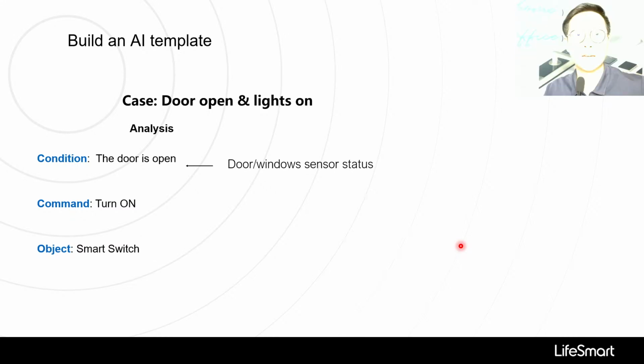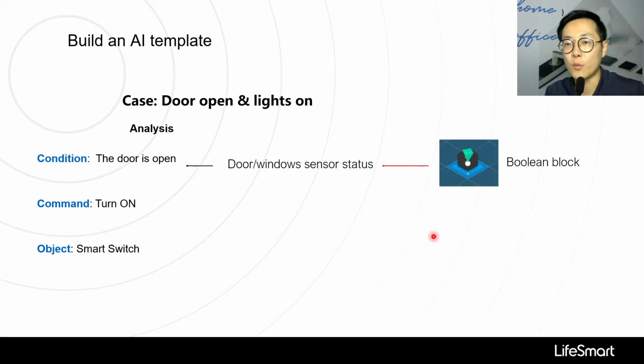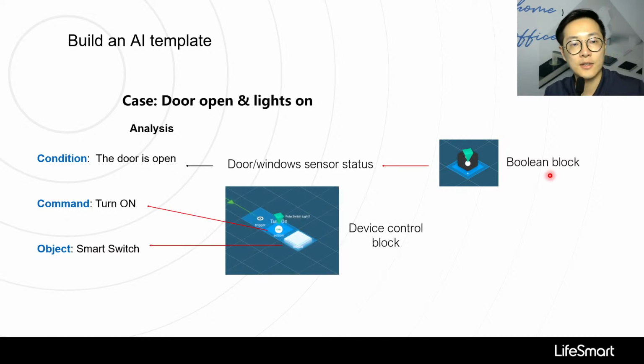So in this case, the condition is the door is open. So we need to use the door window sensor status. And the command is turn on. And the object is the smart switch. For the condition, we need to use a Boolean block. Like I mentioned, a Boolean block is the on-off status of a device. So we need to use a Boolean block to be the source of the status of the door window sensor. And to turn on a smart switch, it is very straightforward. We need to use a device control block to do that.